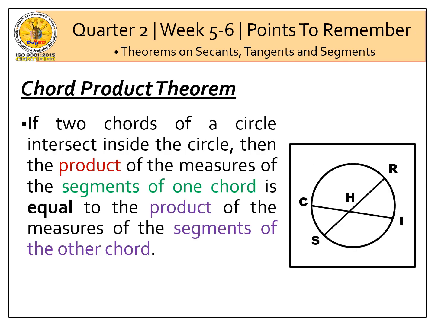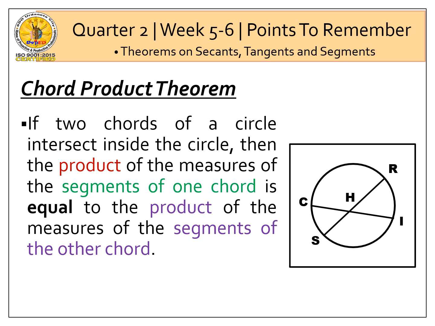Let's begin with the first theorem that we need to remember, the chord product theorem, also known as the chord theorem. If two chords of a circle intersect inside the circle, then the product of the measures of the segments of one chord is equal to the product of the measures of the segments of the other chord.